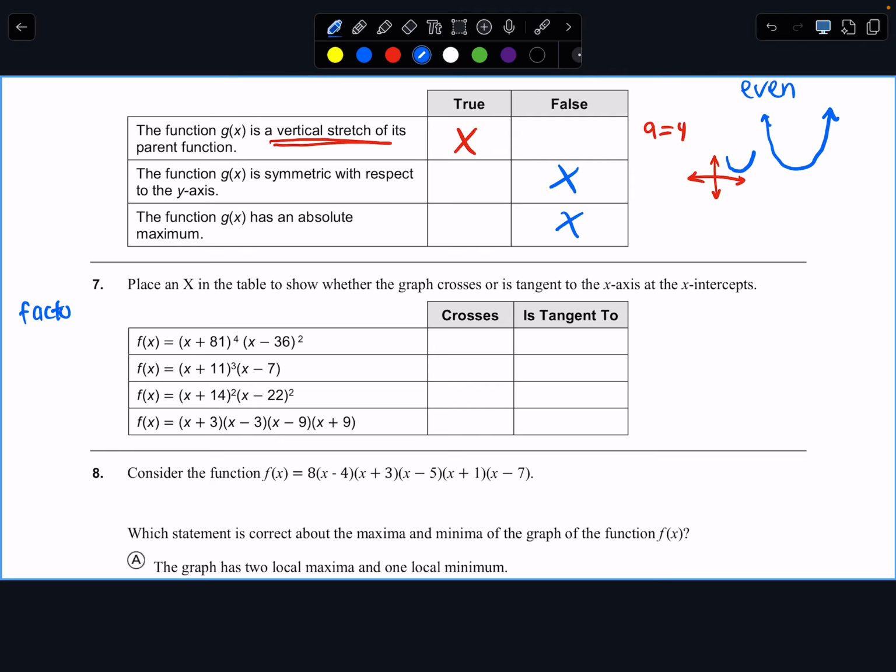If the factor is raised to an even exponent, what does that mean? Are we tangent or does it cross at an even exponent? It's tangent. That means it touches. Okay? If the factor is raised to an odd exponent, you better be writing this down. Okay? What does it mean if it's raised to an odd exponent?